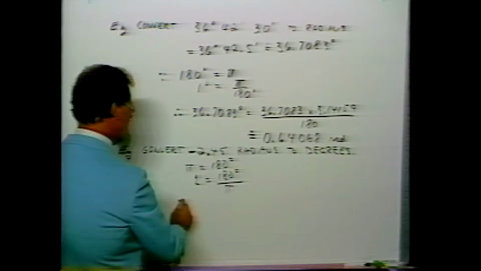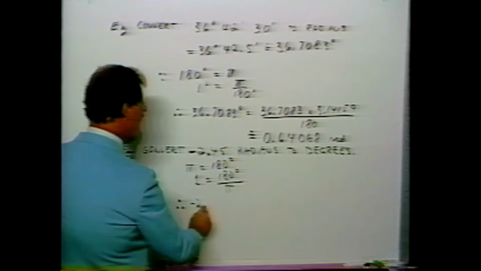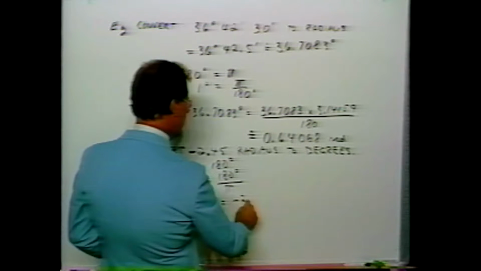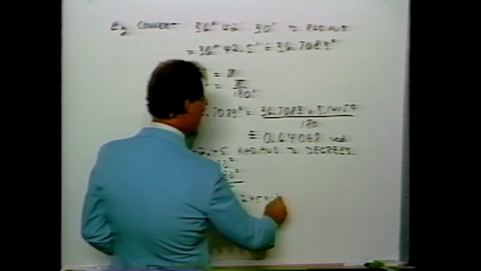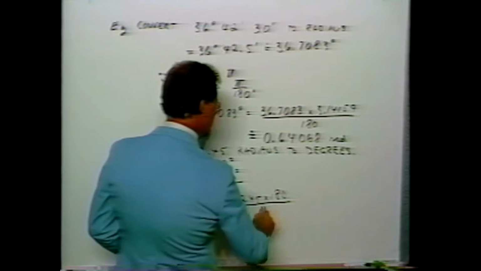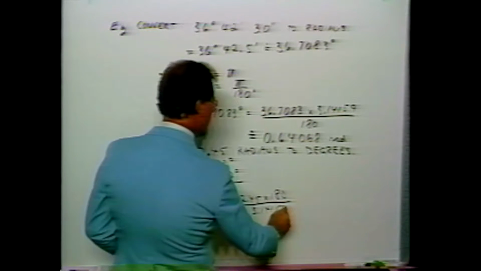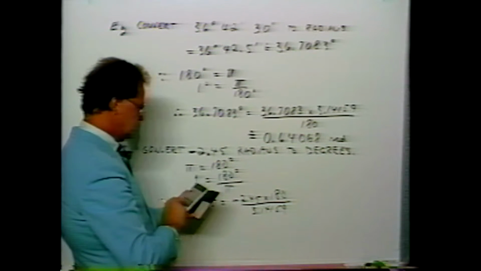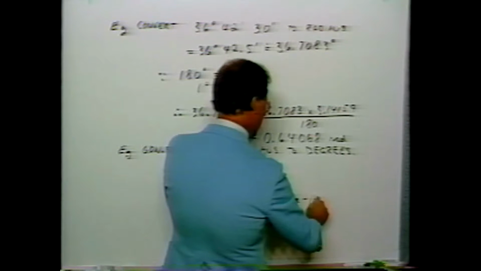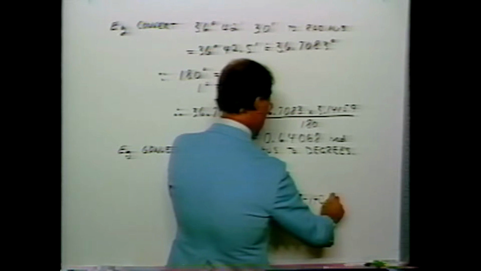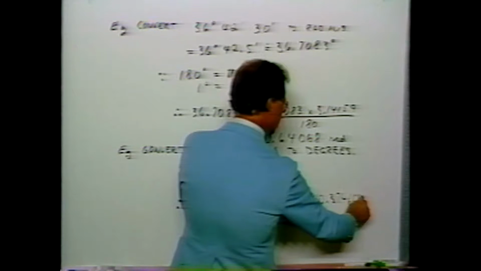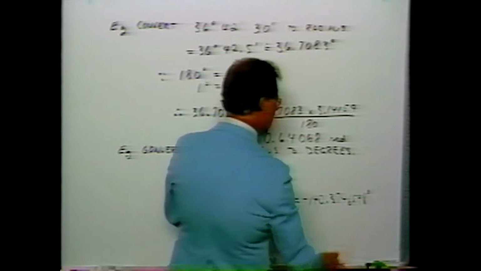So the conclusion is negative 2.45 radians is equal to negative 2.45 multiplied by 180 divided by 3.14159. And the result is negative 140.374659 degrees. We'll do one more example.